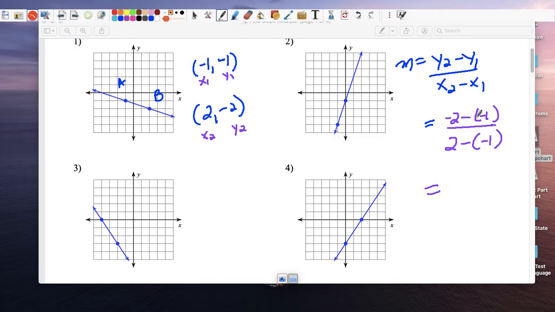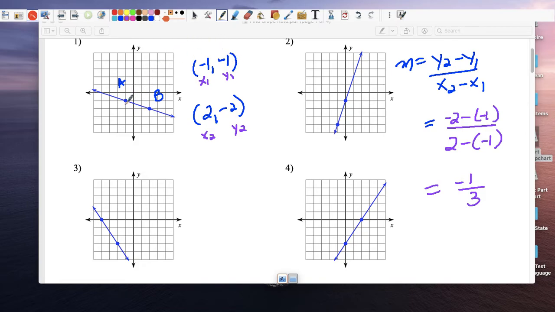Even before I do the calculations, I know my answer has to be negative because it's a slope that goes down. The line goes down from left to right, so the slope is going to be negative. So -2 minus -1 is -2 plus 1, which gives me -1. And 2 minus -1 is the same thing as 2 plus 1, which is 3. So my slope is -1/3. That's one way of doing it.